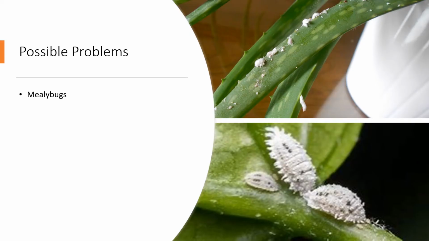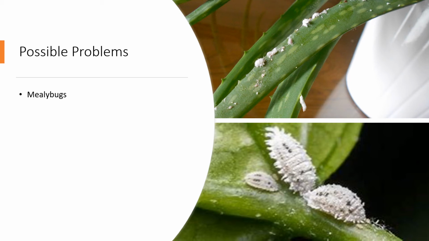A few problems that you might face. This is a mealybug, and you can see in that slide there the little white masses that they produce. They're covered with a little white cottony mass. These are notoriously hard to control until recently when we had some new insecticides that came out.